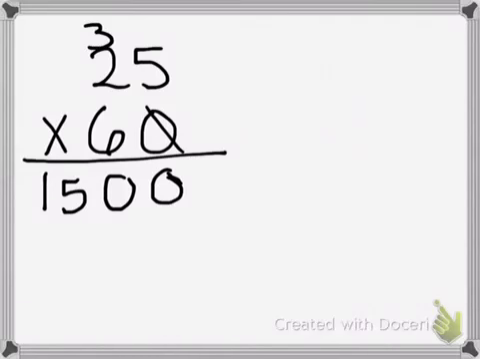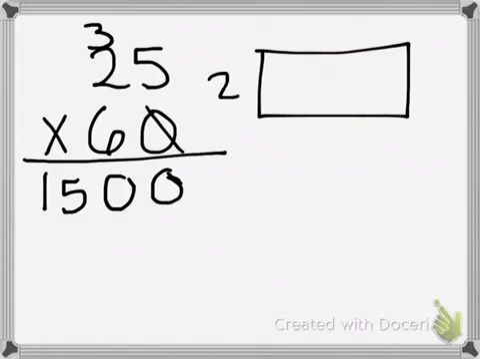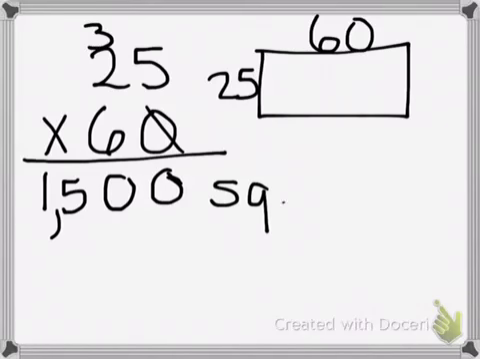15. So the rectangle that was 25 inches by 60 inches is 1,500 square inches. Now, would you have wanted to put that together in an array, or would you rather do the multiplication? And it's really that simple.